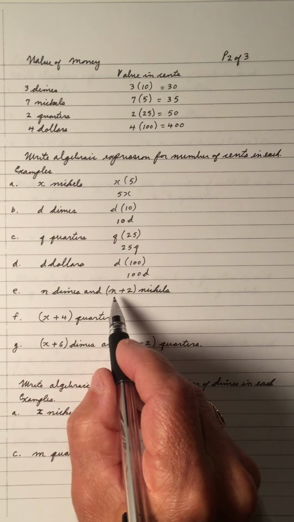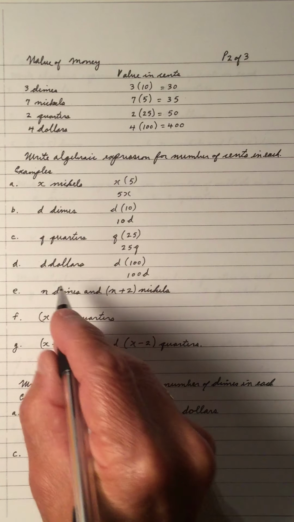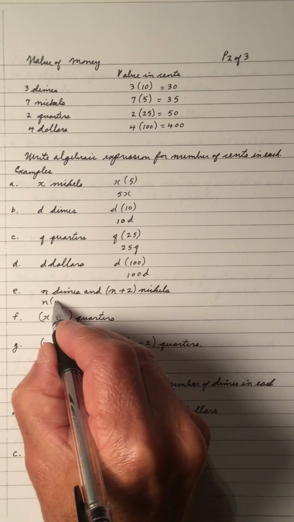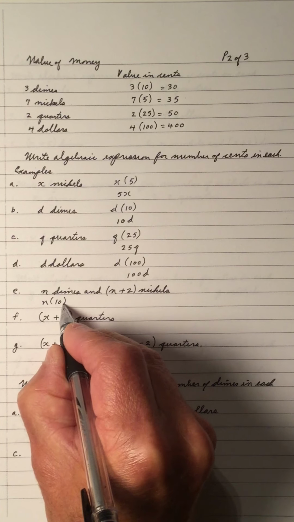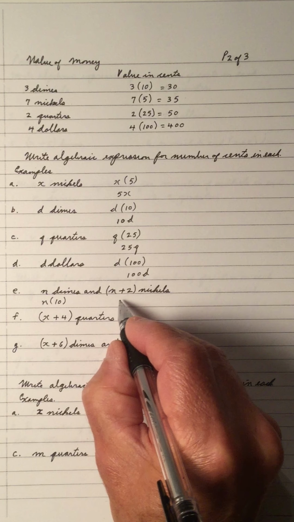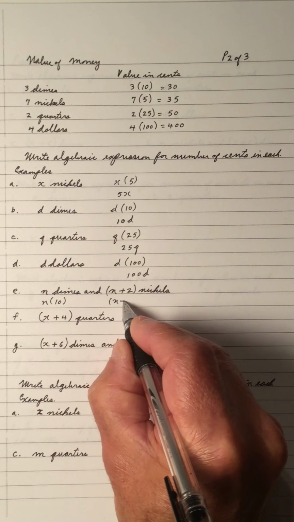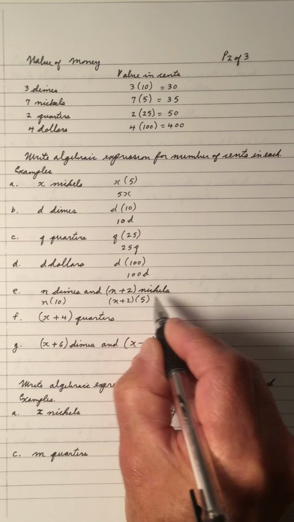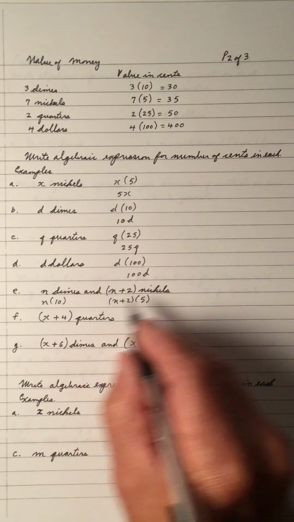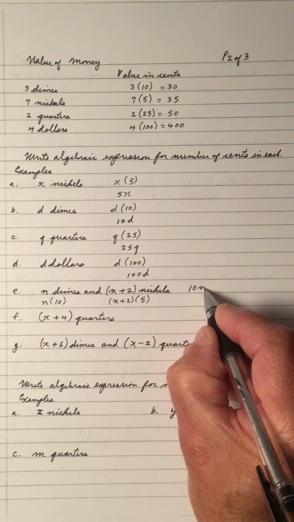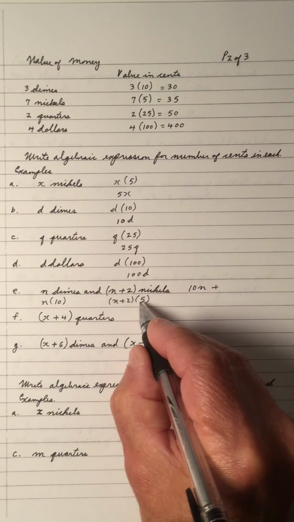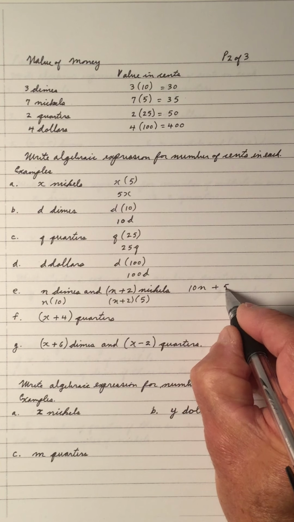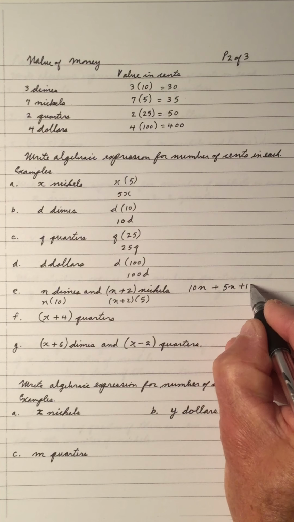N dimes and N plus 2 nickels. So we have N dimes, so the value is N times 10, and we got N plus 2 nickels, so it's N plus 2 times 5 cents in each nickel. That gives us 10N for the dimes' number of cents, and 5 times N plus 2 becomes 5N plus 10.